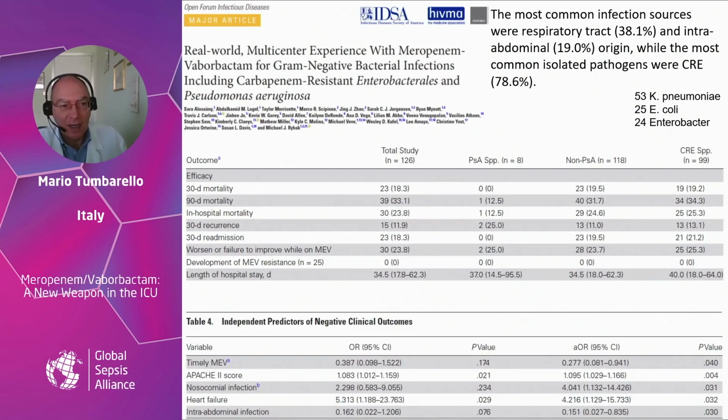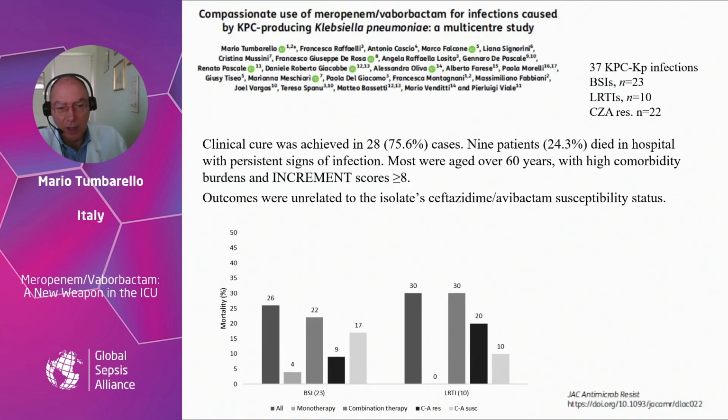And this is the larger study, including CRE and also Pseudomonas. The results with Meropenem-Vaborbactam are good for both infections. And this is the result of the compassionate use of Meropenem-Vaborbactam in Italy, about 40 patients. The most important thing is that the outcome of the infection is not related to the susceptibility to Ceftazidime-Avibactam. In other words, Ceftazidime-Avibactam resistant isolates have the same outcome as Ceftazidime-Avibactam susceptible isolates if treated with Meropenem-Vaborbactam.